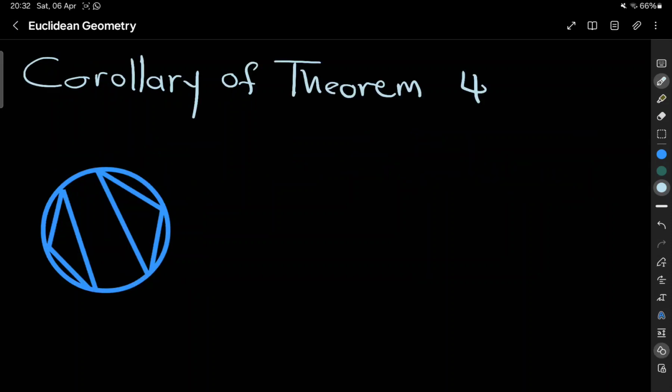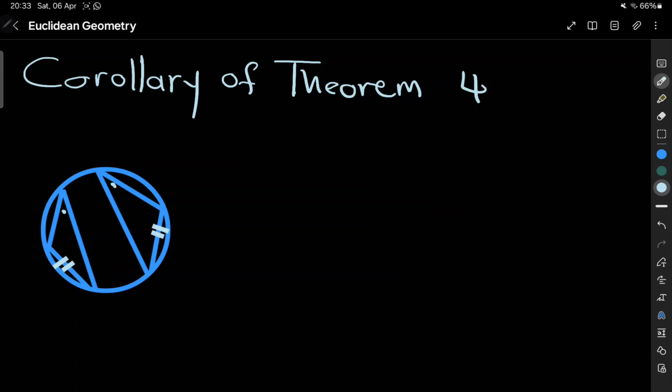The corollary of theorem number 4, meaning that it follows up from theorem number 4, is a situation like this, where we have two triangles in the same circle. These two triangles each have a chord, and we can assume that those chords are equal. Then we can say that those chords will subtend equal angles, meaning that the angle I just dotted will be equal to this angle right here.